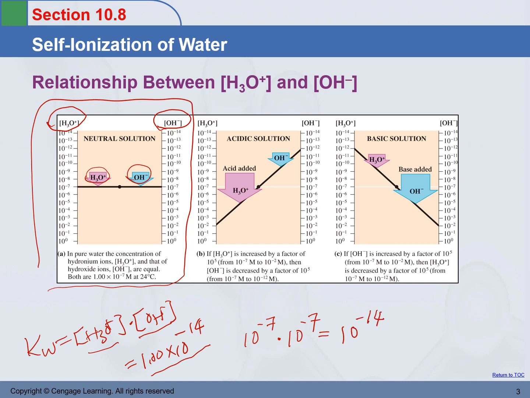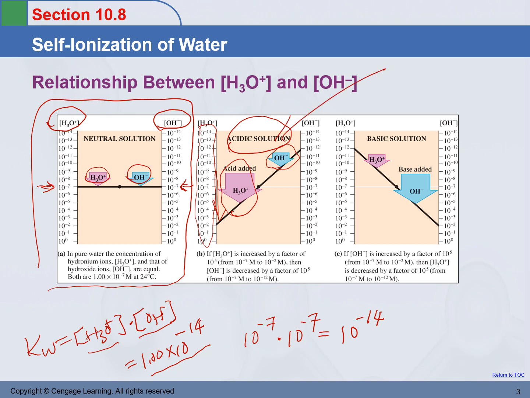So when the two are equal, as you can see, the value is right on the 10 to the power of negative 7 mark. When they are equal, that is a neutral solution. In the acidic solution, the hydronium ion concentration will increase. It is using a going-down arrow to mean that it is increasing, because on the side, if you look at this number, the lower you go, the greater the number. So when the hydronium ion concentration increases in the acidic solution, the amount of hydroxide will decrease. The product of the two will still be 10 to the power of negative 14.